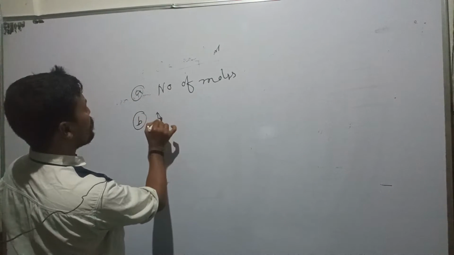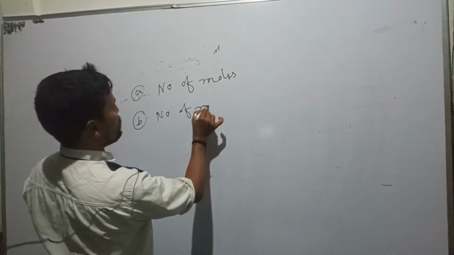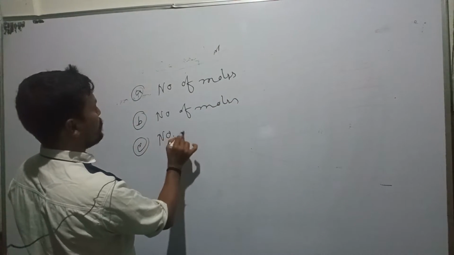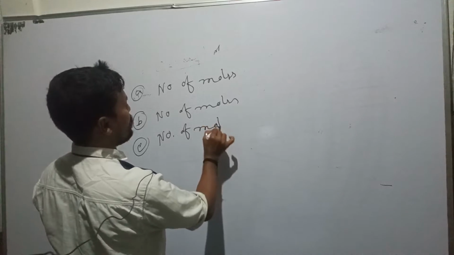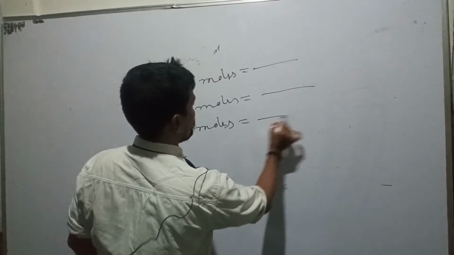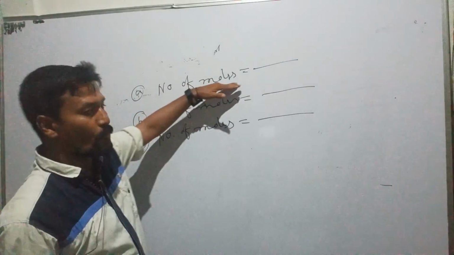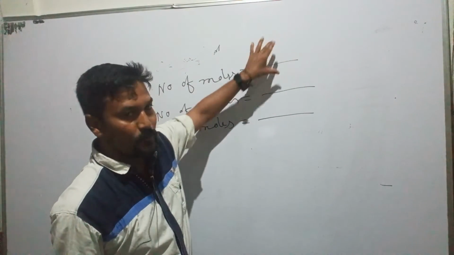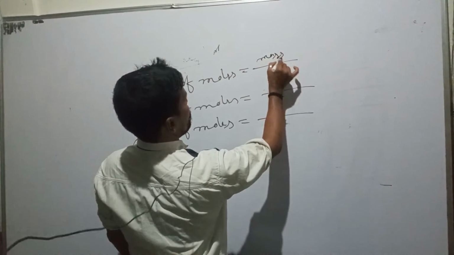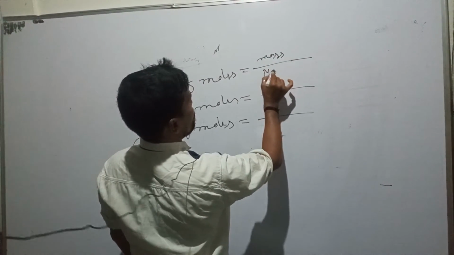Method number 2, number of moles. So here we can find out number of moles by this method. What is this? It is mass by molar mass.